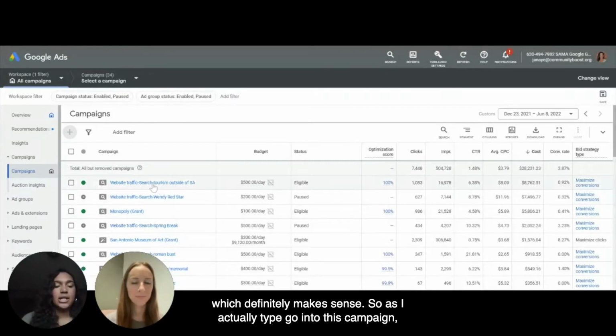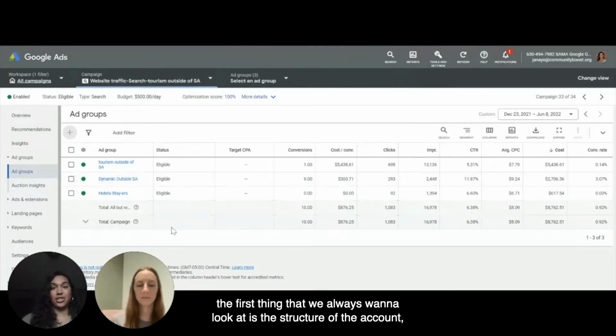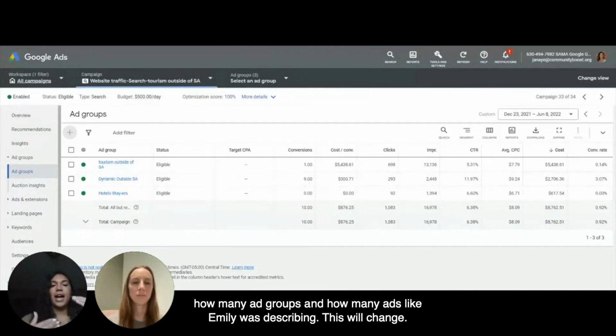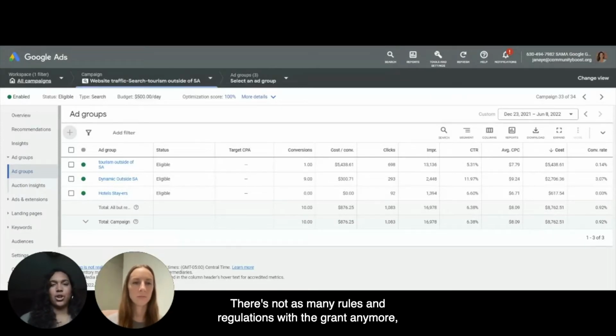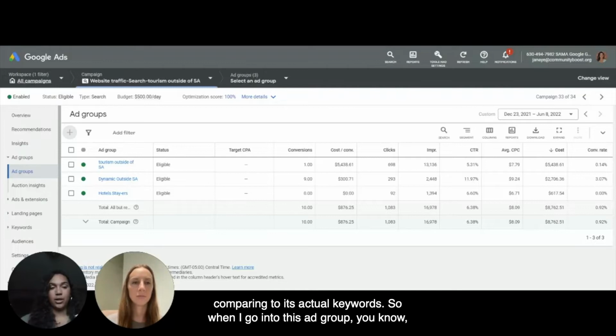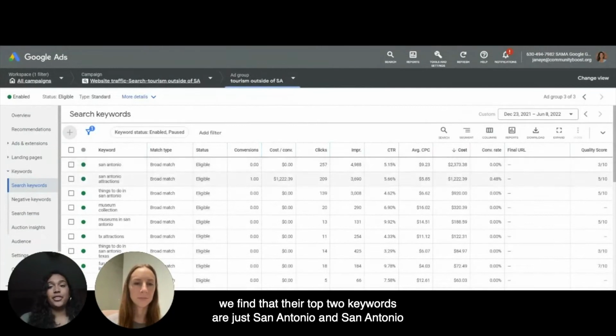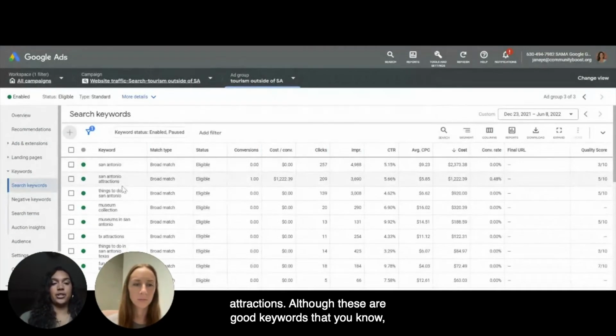So as I actually go into this campaign, the first thing that we always want to look at is the structure of the account. How many ad groups and how many ads? Like Emily was describing, this will change. There are not as many rules and regulations with the grant anymore, but it's important for us to organize it comparing to its actual keywords. So when I go into this ad group, tourism outside of San Antonio, we find that their top two keywords are just San Antonio and San Antonio attractions.